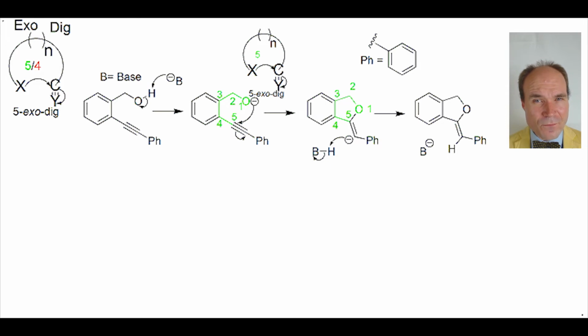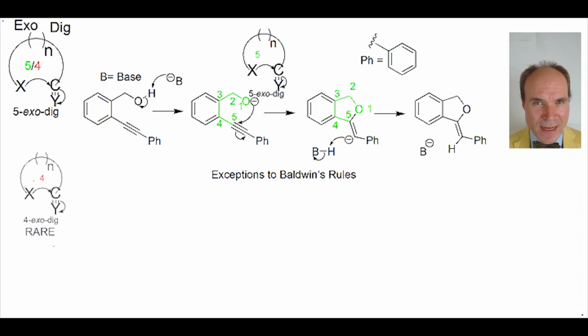What about the 4-membered ring case? Are there any real-world examples where the unfavoured reaction actually happens? Well, there are, but they are quite rare, so we need to be careful. We're going to look at one example here.